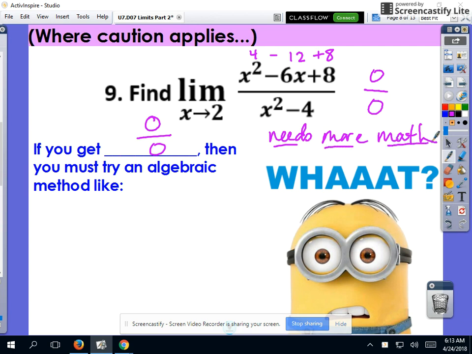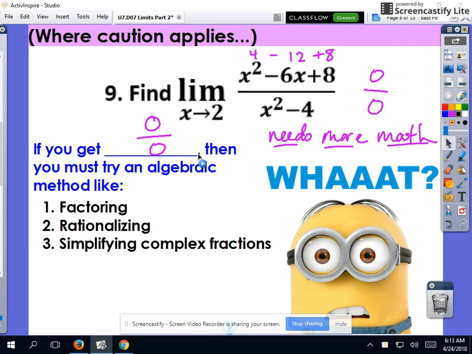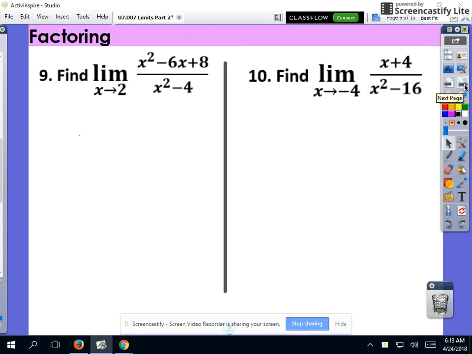Okay. Good work. All right, let's go ahead and see what the 3 things are. It's actually what we worked on, what we saw on the front. So factoring, rationalizing, or simplifying a complex fraction. All right, let's check and see how we do each of these. So for number 9, again, we're going to check and see if it's 0 over 0.